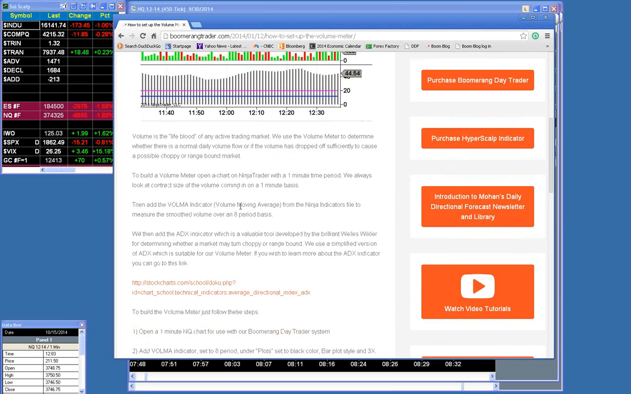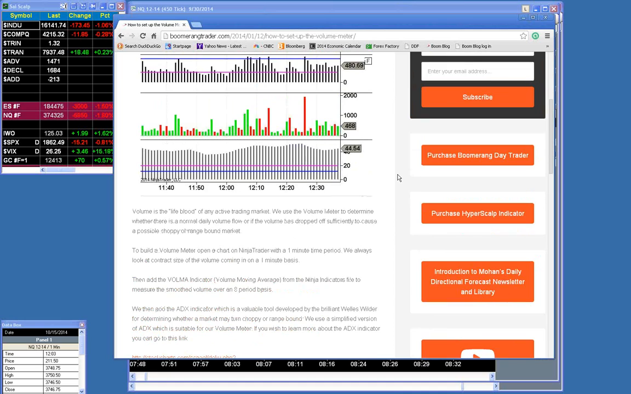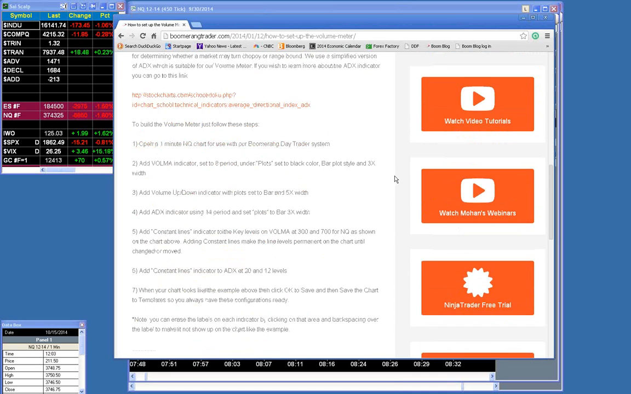So again, this explains how we use the ADX. Very, very simple. And it just tells you when there's strength in the trend.